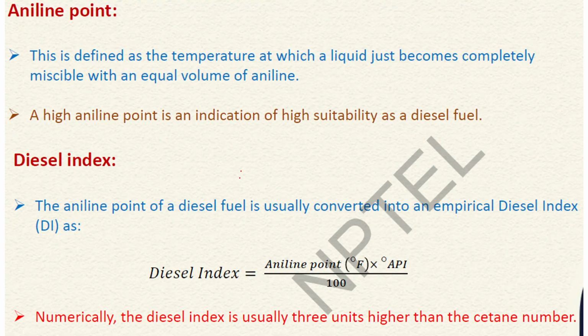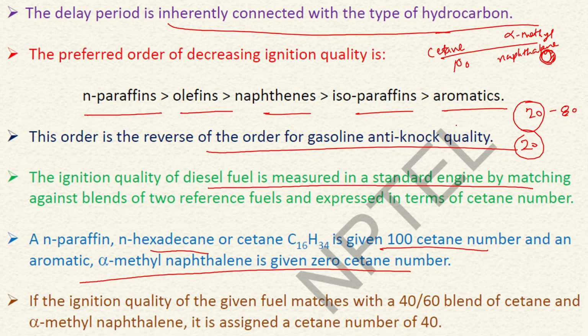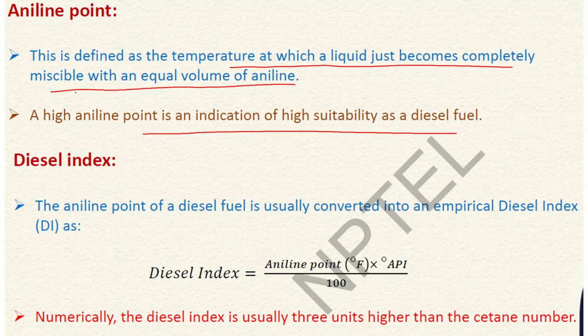Coming on to aniline point, it is defined as the temperature at which a liquid just becomes completely miscible with an equal volume of aniline. Why so? A high aniline point is an indication of high suitability as a diesel fuel. Why? Because as we have seen, for diesel fuels, a higher cetane number is associated with paraffins. Okay, so paraffins, as you know, like dissolves like. So paraffins will dissolve paraffins, and aromatics will dissolve aromatics, whereas this aniline is aromatic in nature.